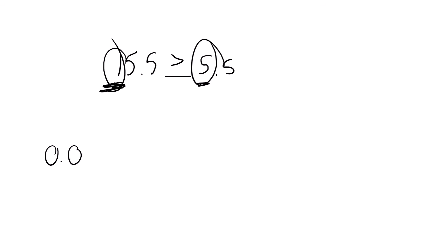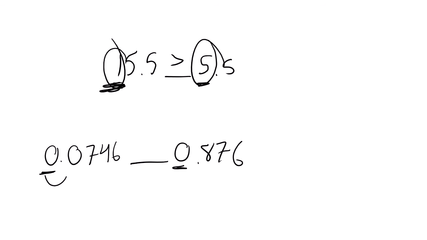Same thing with this example. These both have zeros, so we move to the next. This has 0, this has 8. So this is greater. If you want to start looking at numbers instead of zeros, well, you could just be like, okay, we have a 7 and an 8.